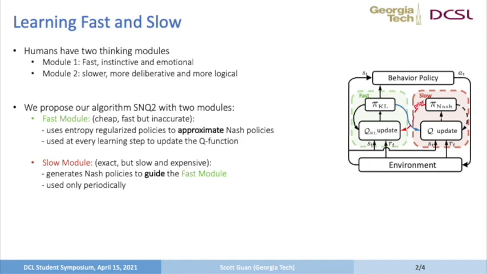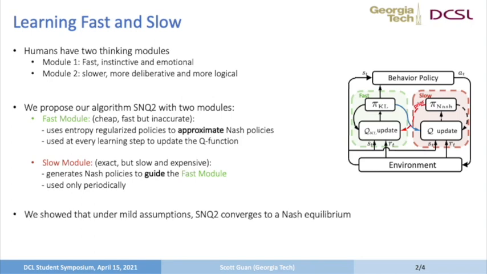The first one is a cheap, fast, but inaccurate module. It uses entropy regularized policy to approximate the Nash policies. This module is used at every learning step to update the Q function. The second module is exact, but slow and expensive. It generates Nash policies to guide the fast module. Since this slow module is expensive to operate, we only use it periodically. We show that under mild assumptions, SNQ2 converges to a Nash equilibrium.